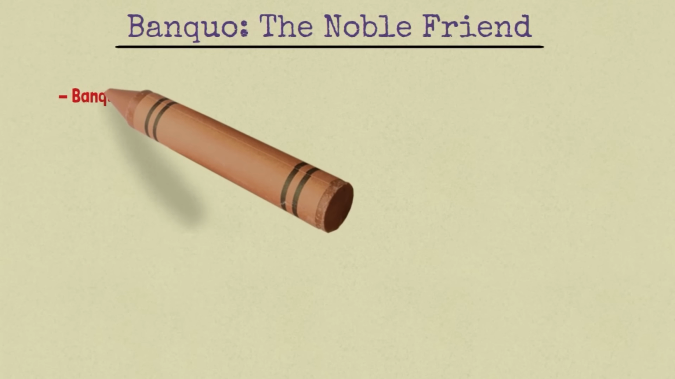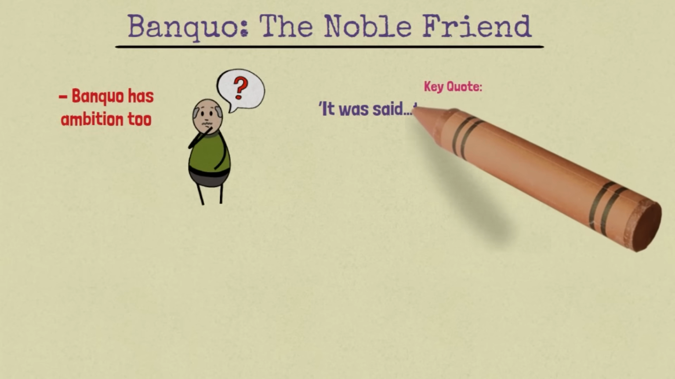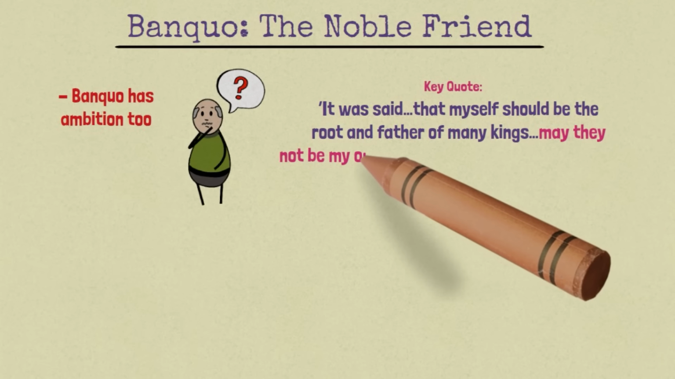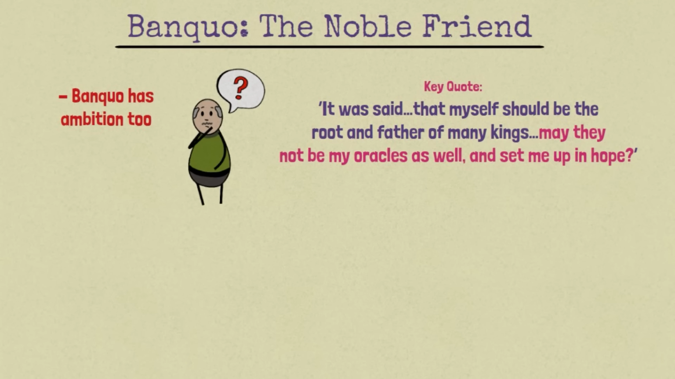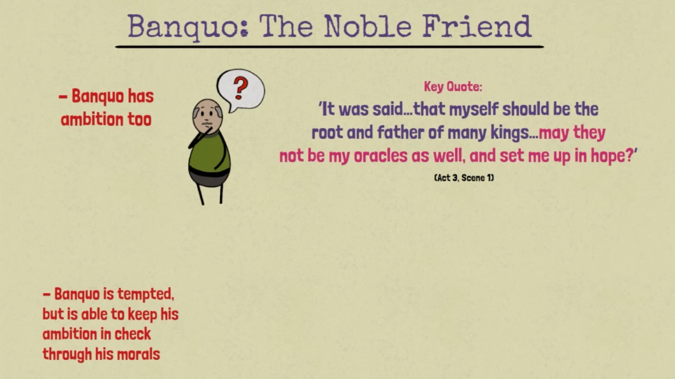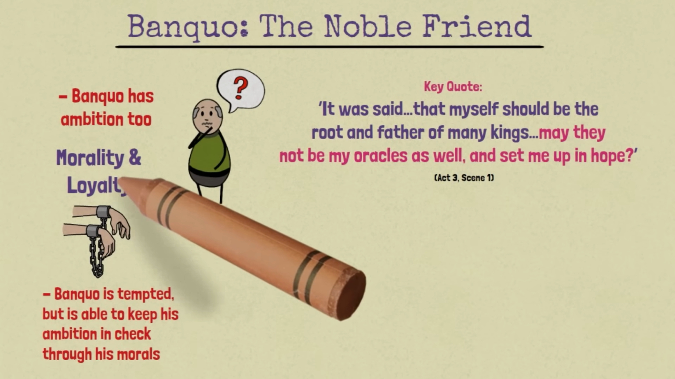But this doesn't mean Banquo is a perfect, unambitionless angel. After Macbeth kills Duncan and fulfills his prophecy, Banquo questions, "It was said that myself should be the root and father of many kings. May they not be my oracles as well and set me up in hope?" He can see the temptation of giving in to his ambition and dark side, but he seems unable to cross that moral boundary of turning his thoughts into action.